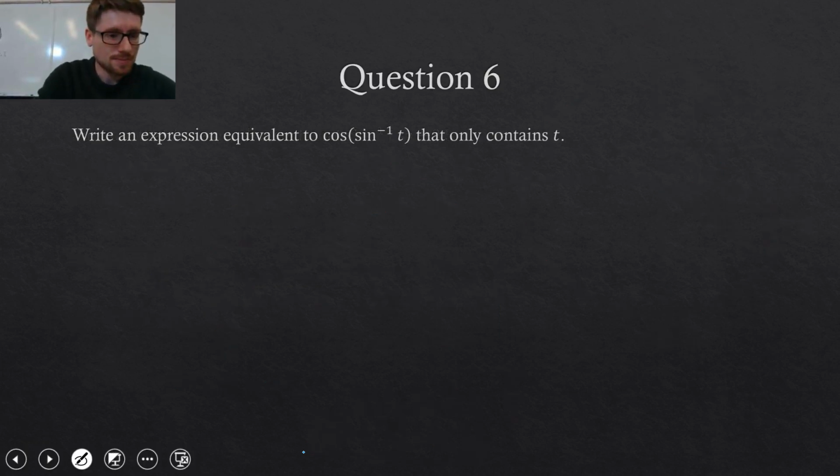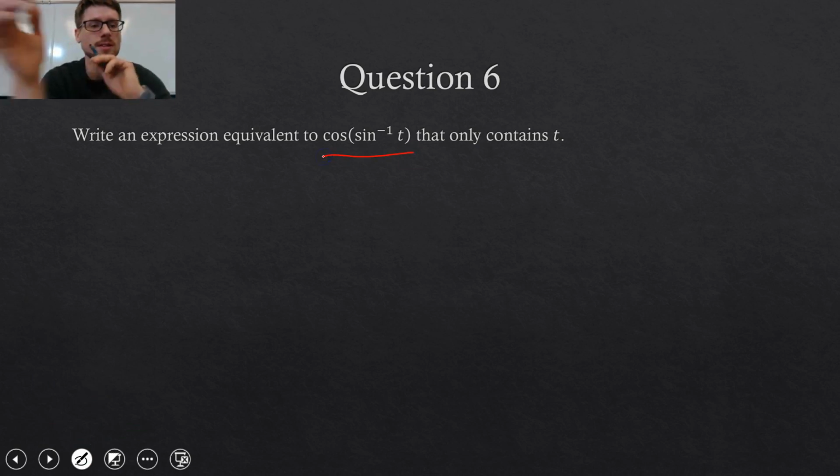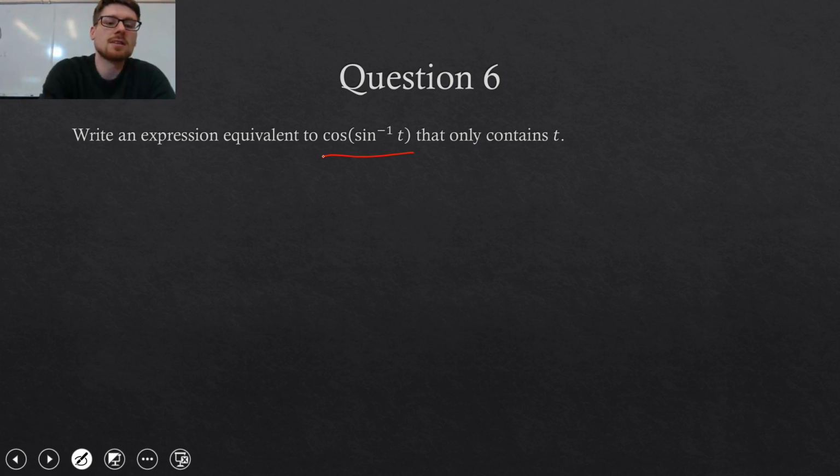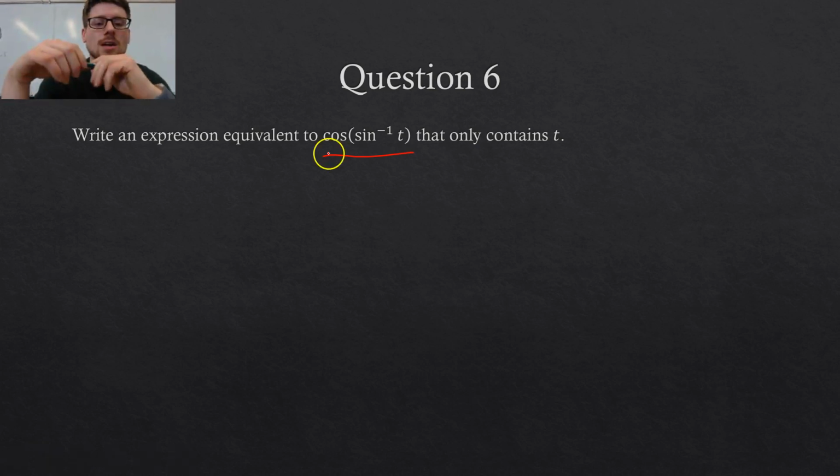Okay, last question. Write an expression equivalent to cosine of sine inverse of t that only contains t. So we need to write a function that is equivalent to that and just contains t's in it. So it doesn't have cosines and sines. It's phrased differently on the practice quiz, but I'm going to go ahead and do this problem in this phrasing.